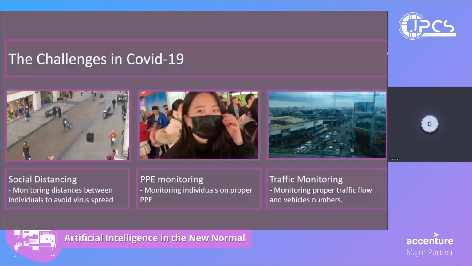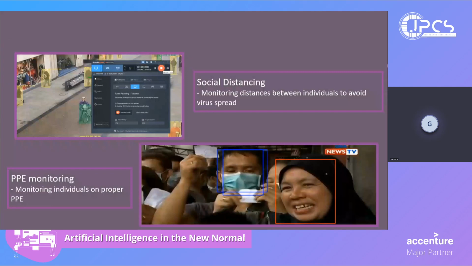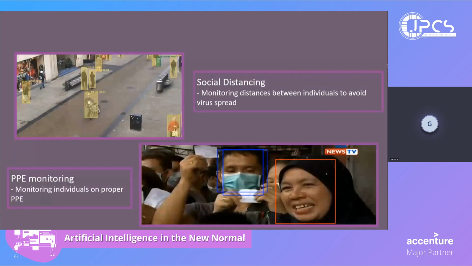And right now, we at Kawili AI, a passionate AI company, are also building these kinds of technologies. One is the social distancing system that we're actually building. And this other one is a face mask detection. As you can see, the other guy's face is detected, whether he has a face mask or doesn't have a face mask.